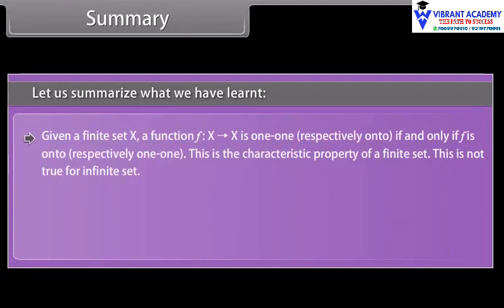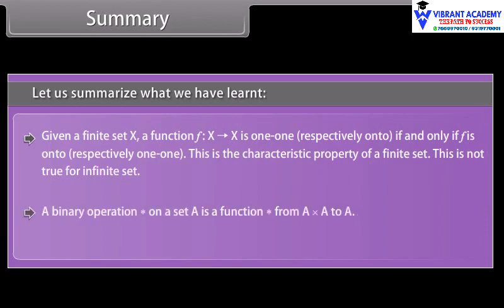Given a finite set X, a function f from X to X is one-one respectively onto if and only if f is onto respectively one-one. This is the characteristic property of a finite set. This is not true for infinite set. A binary operation star on a set A is a function star from A cross A to A.